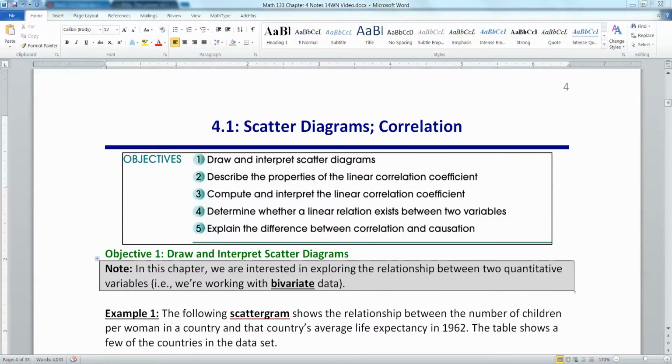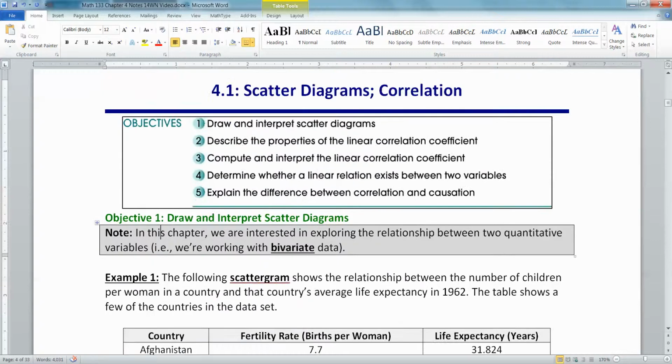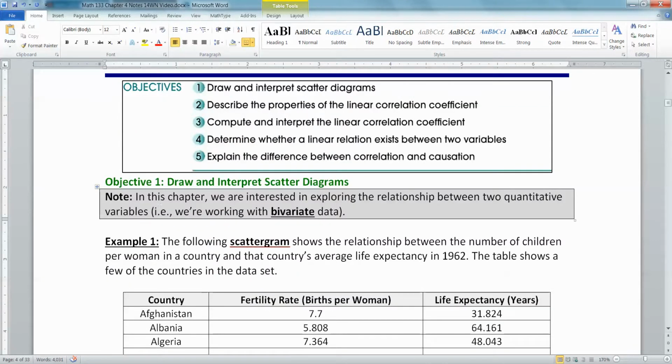Continuing on with section 4.1, which is going to cover scatter diagrams and correlation. This is going to have a lot of different objectives that we'll have to learn about, so let's get started. The first thing we want to learn about is scatter diagrams, or scattergrams as they're called sometimes.